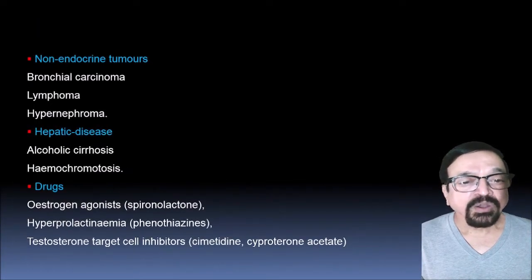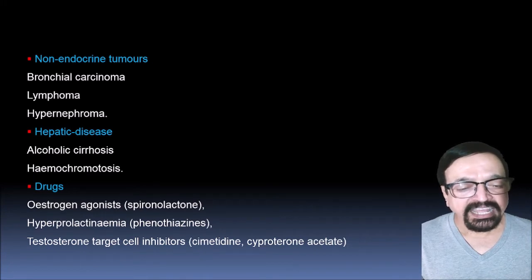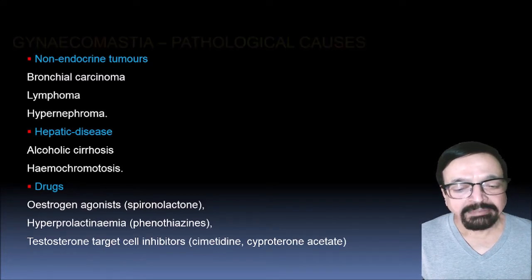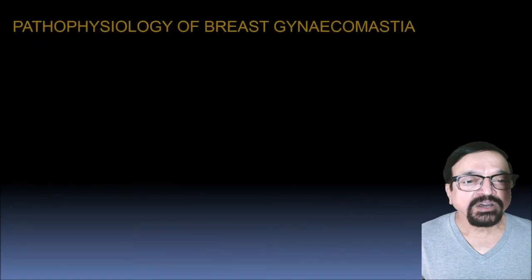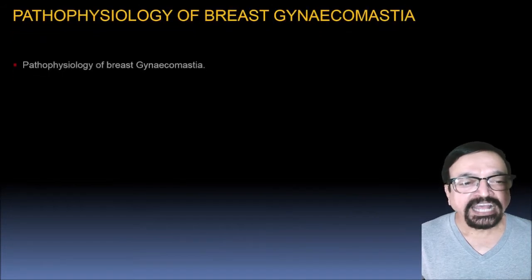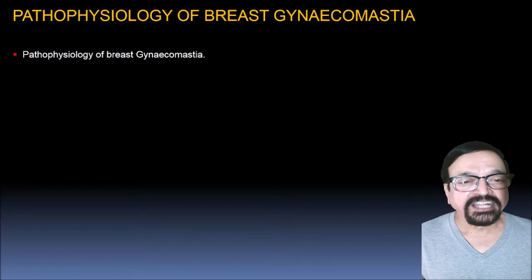Then non-endocrine tumors include bronchial carcinoma, lymphoma, hypernephroma, then hepatic diseases, alcoholic cirrhosis, hemochromatosis, then drugs like estrogen agonists, then hyperprolactinemia, then testosterone target cell inhibitors. So these are a few to add to the list. Therefore, secondary gynecomastia has to be excluded. Pathologic conditions have to be looked for because there are certain serious conditions behind it.